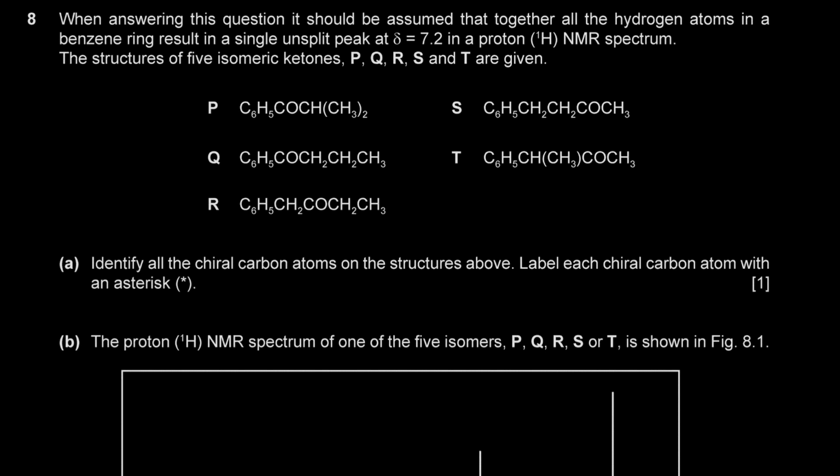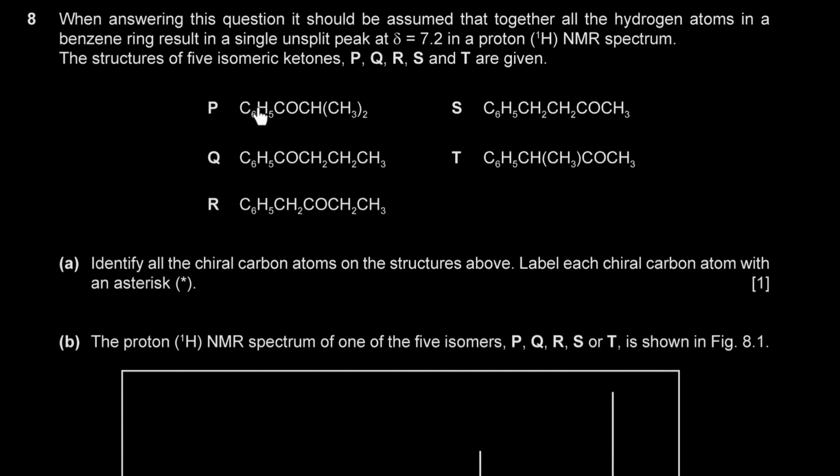So here we have question number 8, which says when answering this question, it should be assumed that together all the hydrogen atoms in a benzene ring result in a single unsplit peak at 7.2 parts per million in the proton NMR spectrum. Part A says identify all the chiral carbon atoms on the structures above. Label each chiral carbon atom with an asterisk.